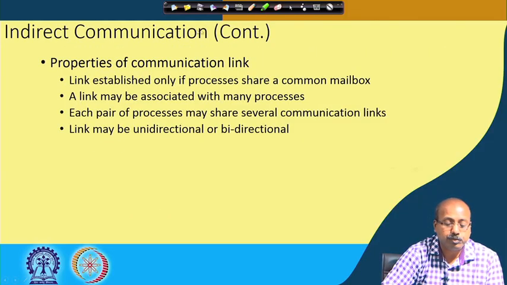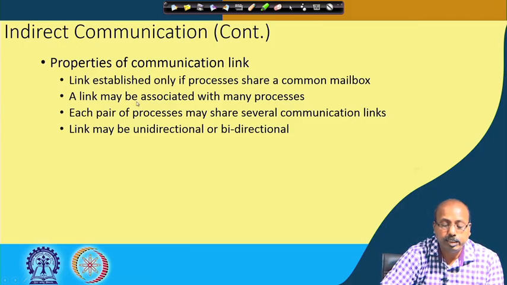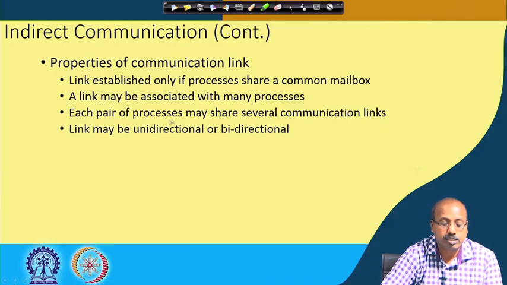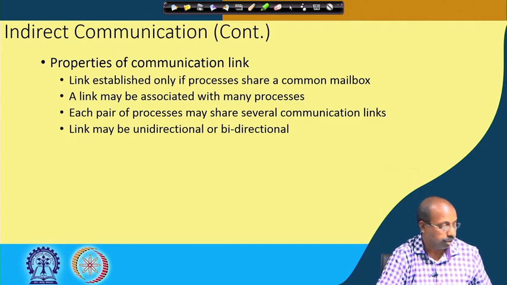Then, the properties of this communication link. A link is established only if processes share a common mailbox. A link may be associated with many processes. Each pair of processes may share several communication links, and a link may be unidirectional or bidirectional. So these are the properties of a communication link in the case of indirect communication.